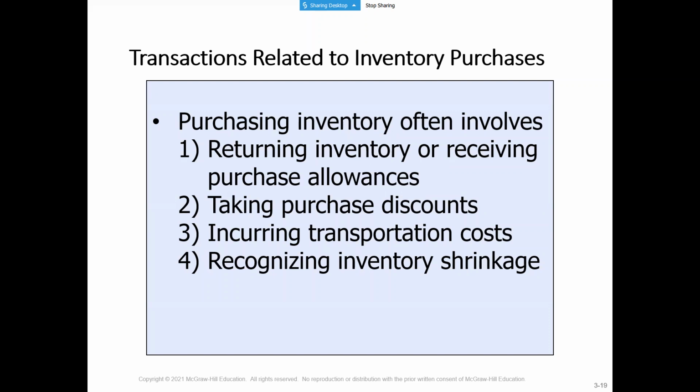And the same thing can happen on the sales end as well. So that's a sales return allowance. So you can take purchase discounts, incur transportation costs. We just saw this in chapter 6. And inventory shrinkage, especially seen in enterprises such as a supermarket, or for clothing stores if you have merchandise inventory that is out of season, out of style. Then you can have inventory shrinkage there, where you either have to just give it to Goodwill or sell it for a very deeply discounted price.